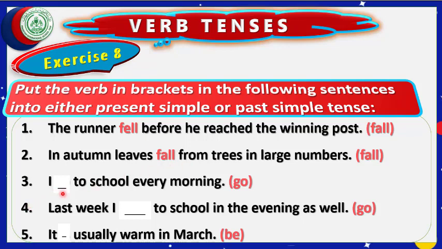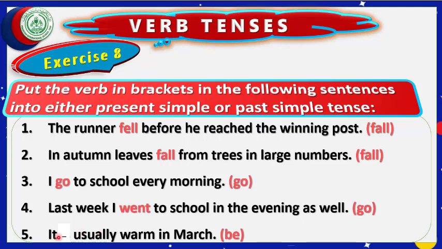Number 3 is, I dash to school every morning. Nothing is here which could show that we are talking about past. Therefore, we shall complete it in present simple tense. It will become, I go to school every morning. Come to number 4. Last week, I dashed to school in the evening as well. Last week shows that the sentence is given in past. Last week I, therefore what will be here? It will be went here, because last week shows we are talking about past.